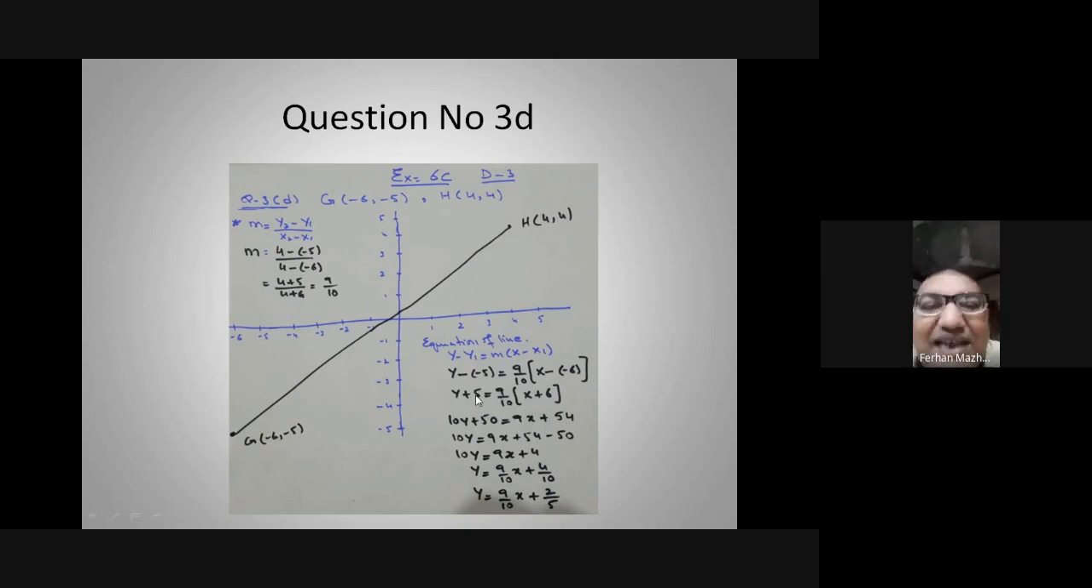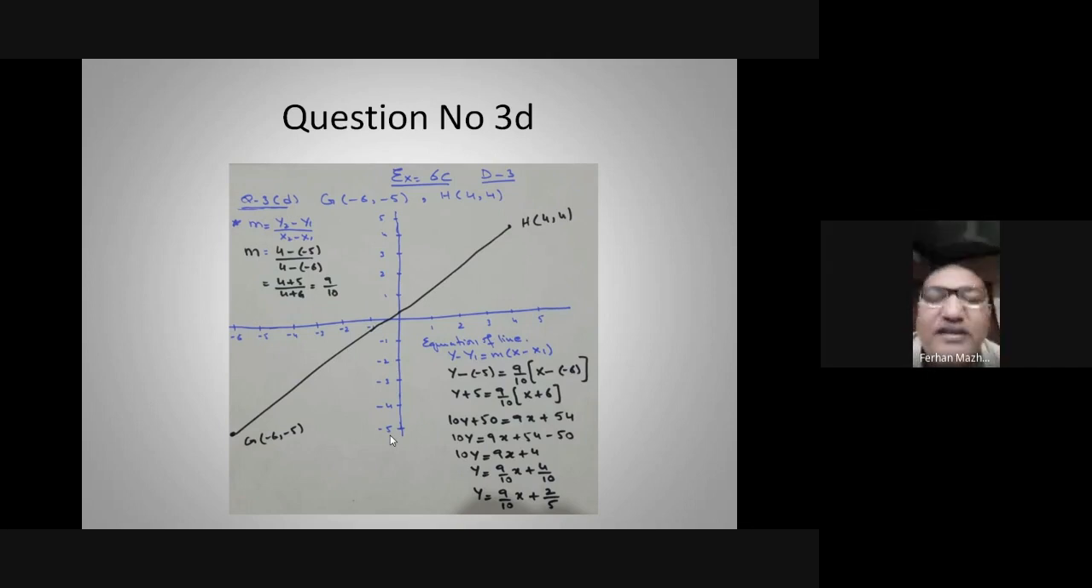So take this 10 to the other side. It's dividing here. When it comes on this side, it will multiply. So we will have 10y plus 50 equals to this 9 will multiply with this bracket. You will have 9x plus 54. So 10y, take this 50 to the other side. You will have 10y equals to 9x plus 54 minus 50. So 10y equals to 9x plus 4.